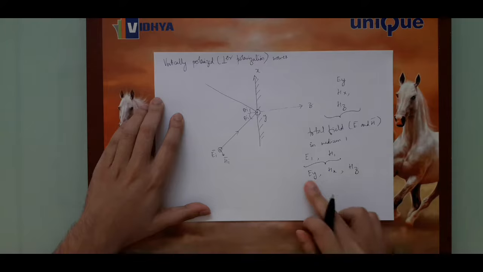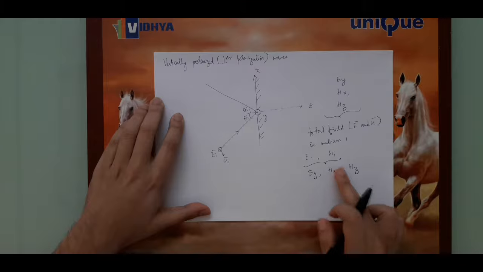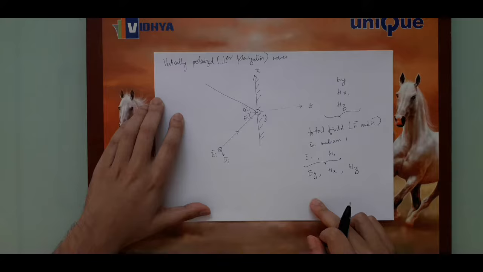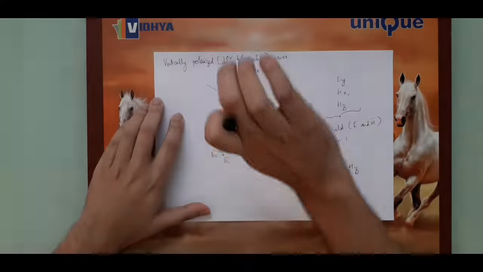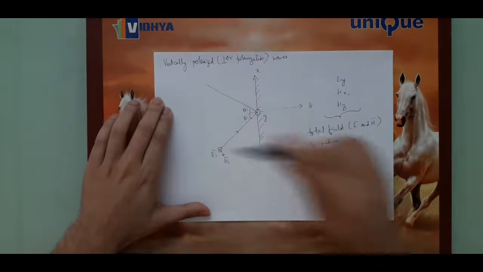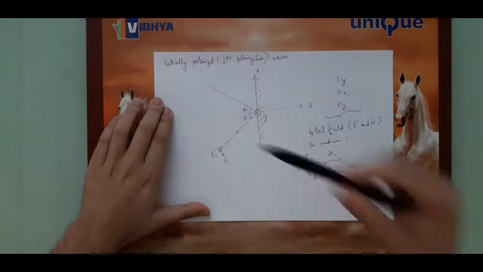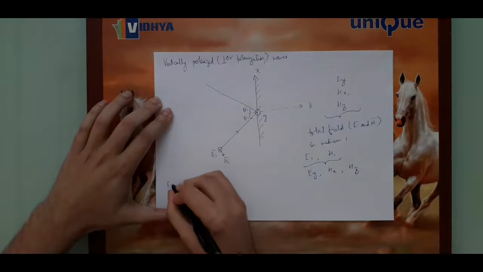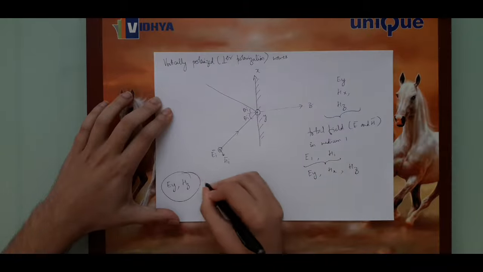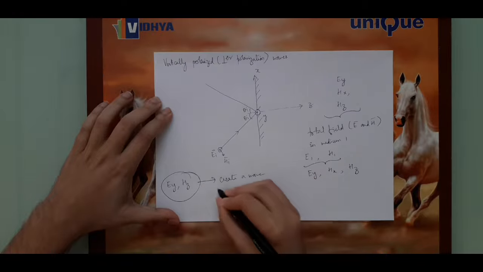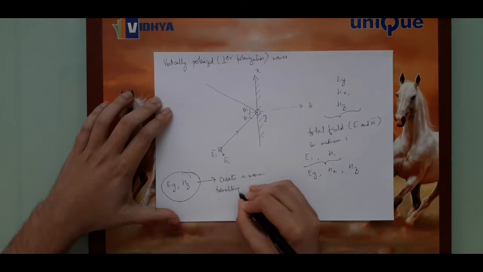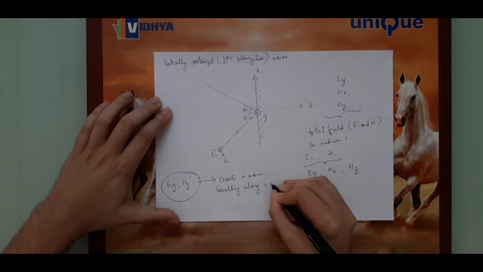We saw that when Ey and Hx are looked at, they have a phase difference of 90 degrees. Thereby, these two do not constitute any wave. But what happens is we looked at Ey and Hz. So the Ey component and the Hz component essentially constitute a wave along the x-axis. So Ey and Hz create a wave traveling along the plus x-axis.